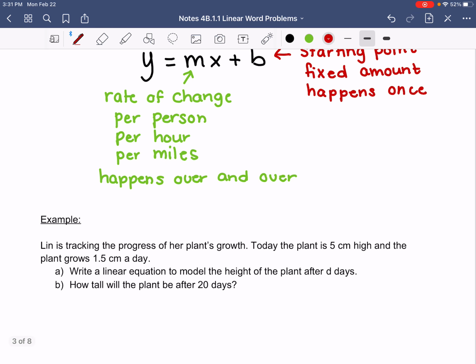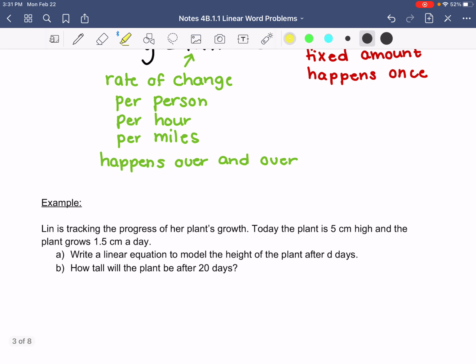So here's our first example. We're going to have 3 examples total. You can write this one down. It says Lynn is tracking the progress of her plant's growth. Today the plant is 5 centimeters high, and the plant grows at 1.5 centimeters a day. A, write a linear equation to model the height of the plant after D days, and B, how tall will the plant be after 20 days.